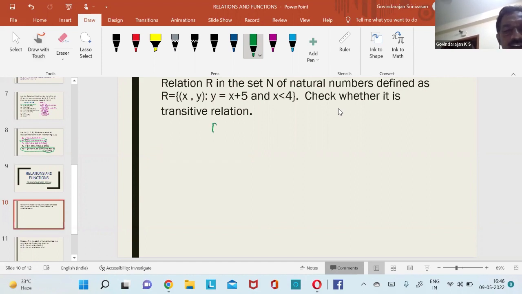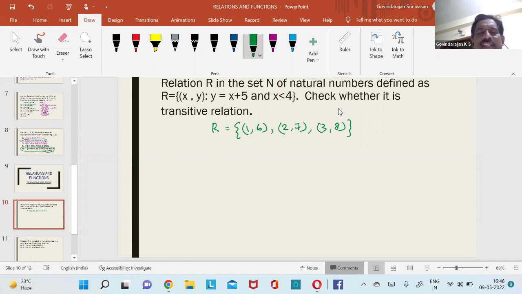So the relation R, I am writing it in roster form. If x is equal to 1, then y is equal to 6. And x is equal to 2, y is equal to 7. So 3, 8. That's all. There is no other ordered pair here because x is less than 4. The natural numbers less than 4 are 1, 2, 3. So this is the relation defined here.